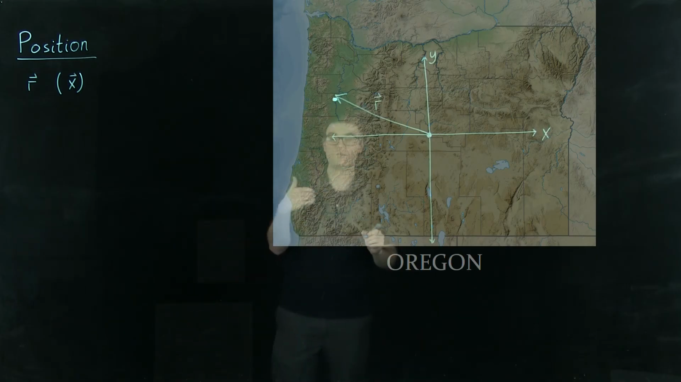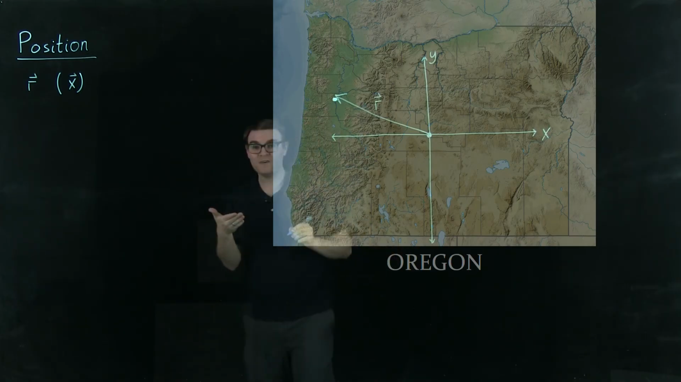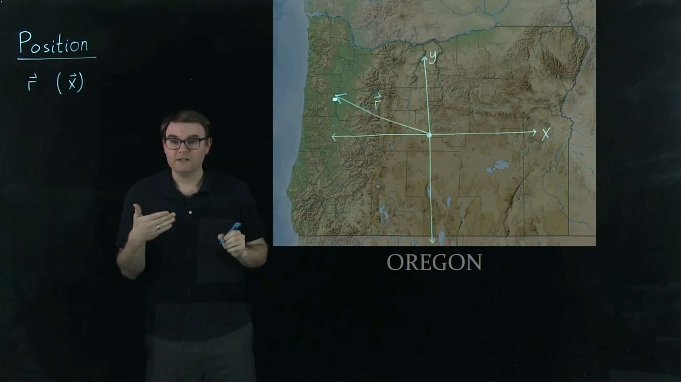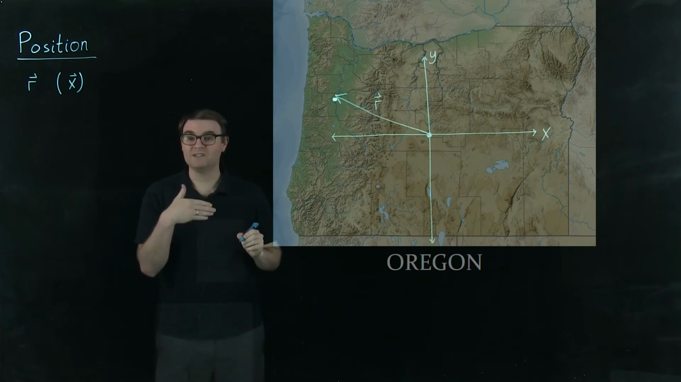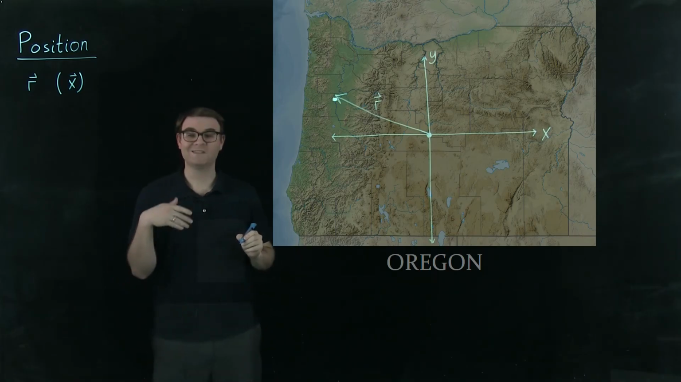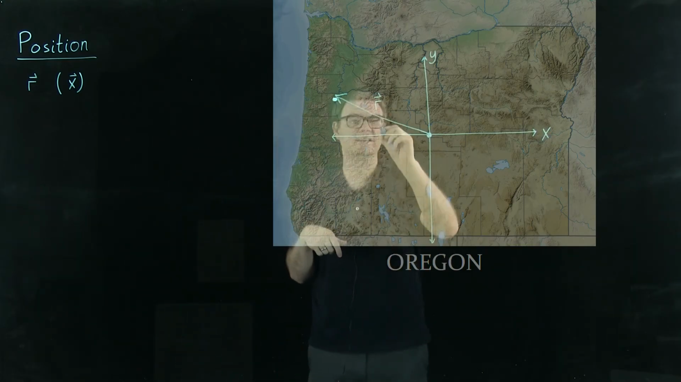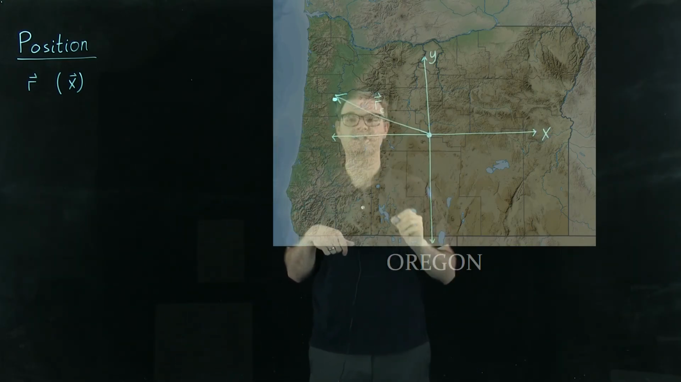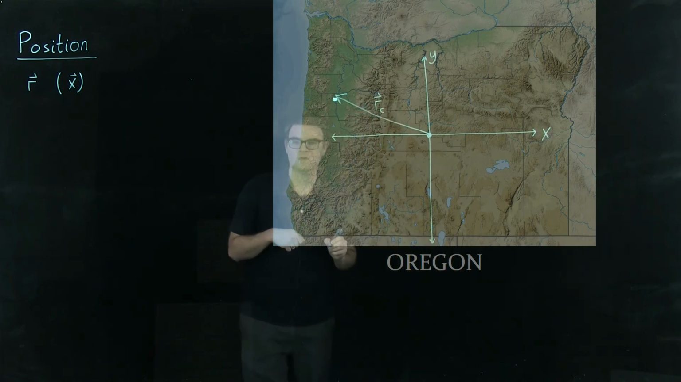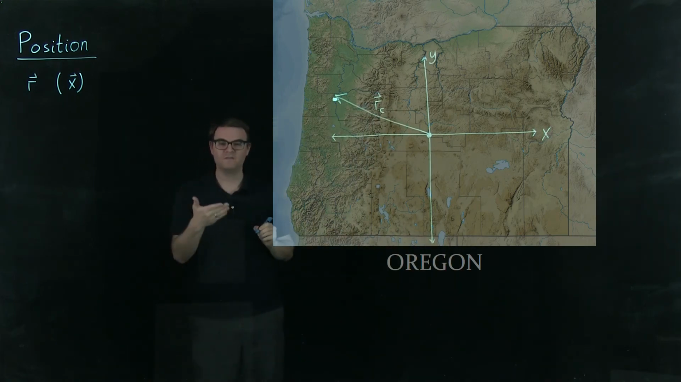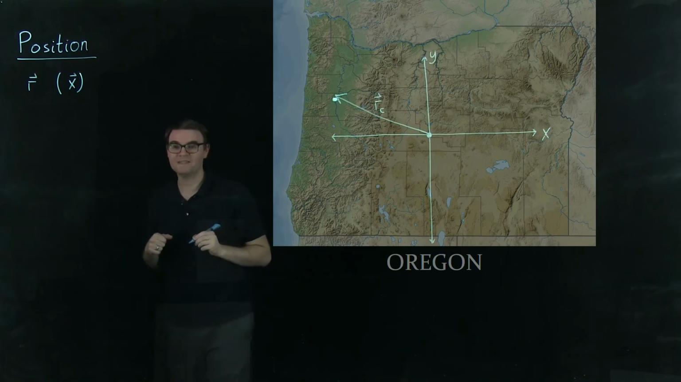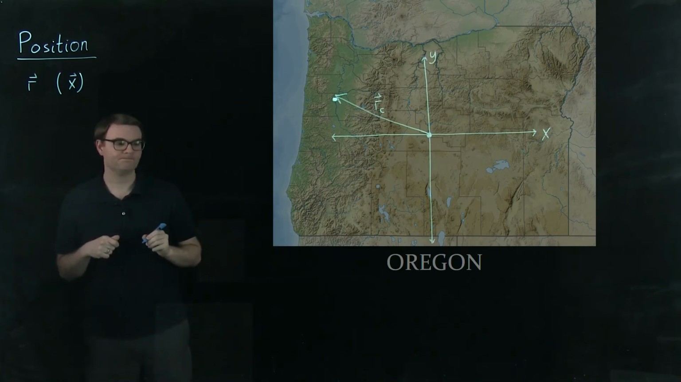And in physics, we usually want to be more specific about the quantities we're dealing with. So this is not just any old position vector. This is the specific position vector for Corvallis. So I might decide to indicate that with a little subscript, here a C for Corvallis. And now I have a vector that indicates the position of the city.